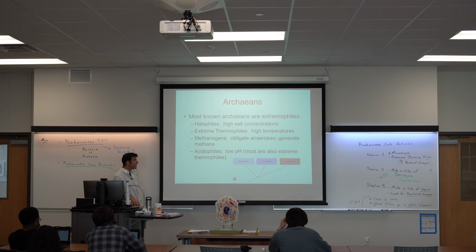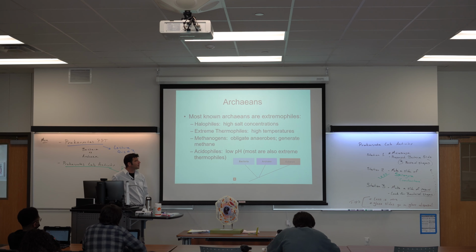I said these were living in extreme environments. We'll see examples of halophiles. Halophiles comes from the word halite, which is the geologic term for salt. You get halite, you crunch it up, and it's salt. And these prokaryotic cells that can live in these extremely high salt concentrations, we'll call them halophiles.